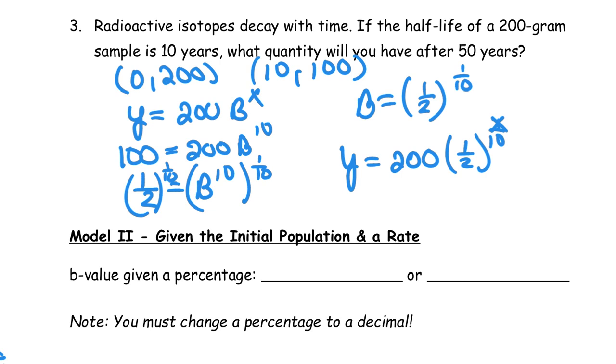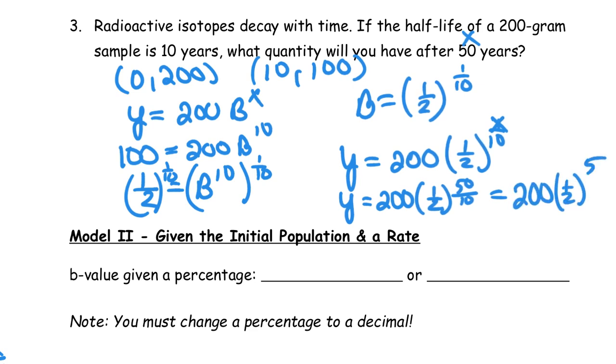Okay, now we have to actually do one. It says, what quantity will you have at 50 years? That means x equals 50. So if I plug in y equals 200, 1/2 to the 50 over 10, that would be 200, 1/2 to the 5th power. And wouldn't that be 200 over 32? 2 to the 5th is 32. Because the 1 we don't have to really worry about, do we? Because it'd be 200 times 1 over 32. We okay with that?